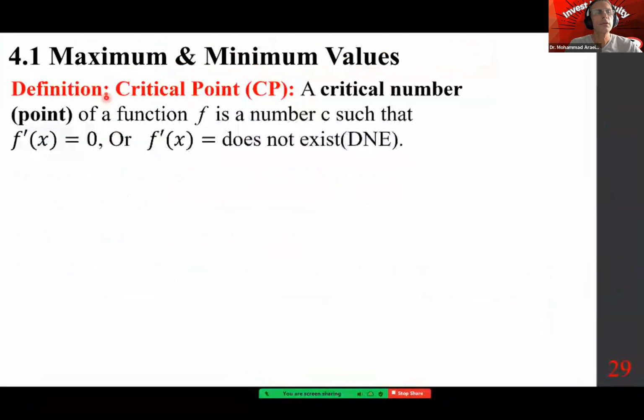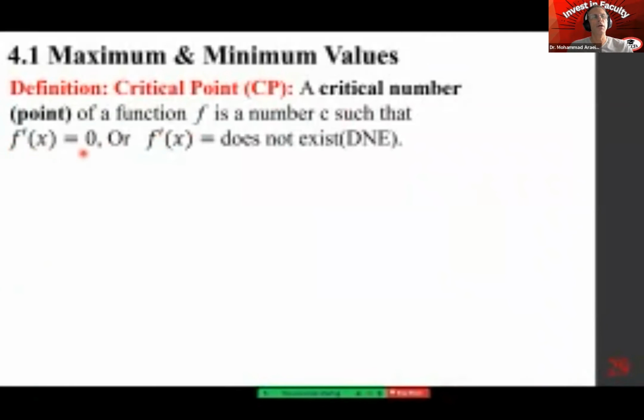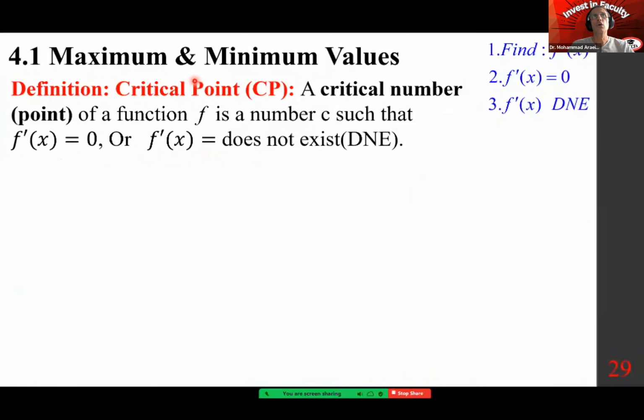First, section 4.1, maximum and minimum values. Definition of a CP, critical point. A critical number or point of a function f is a number c such that f prime is either 0 or f prime DNE, does not exist. So the procedure is to find f prime of x first, then set f prime of x equal to 0 and find the values. Set f prime of x to DNE.